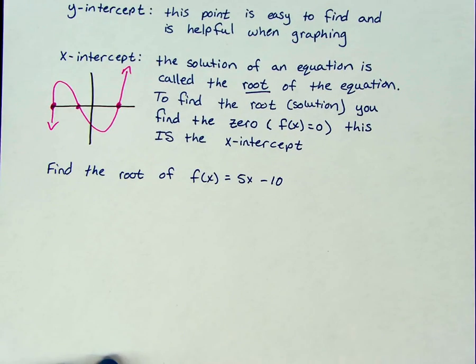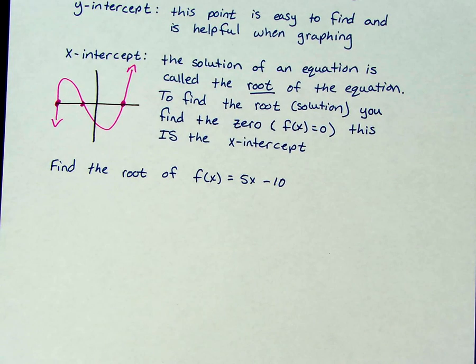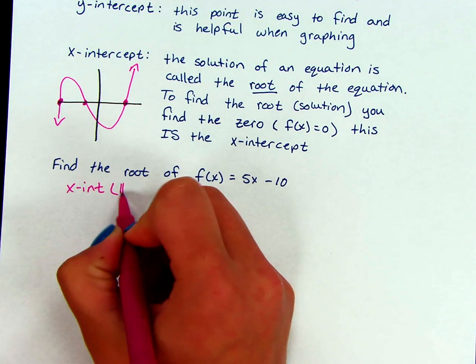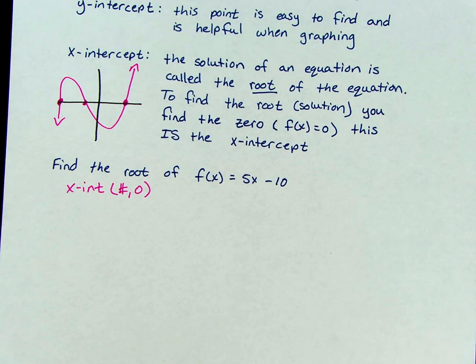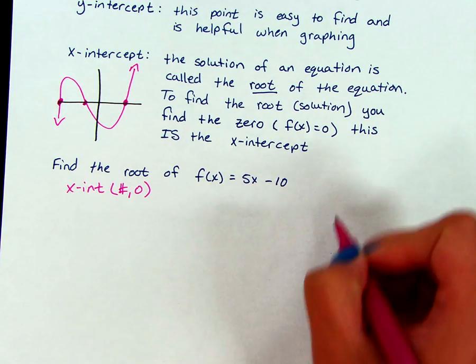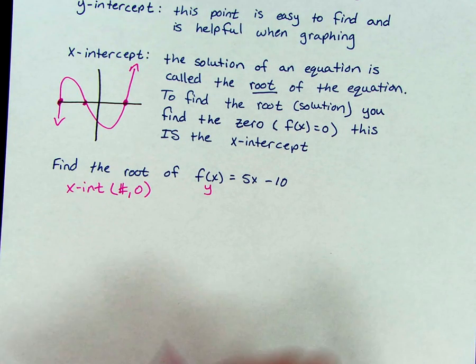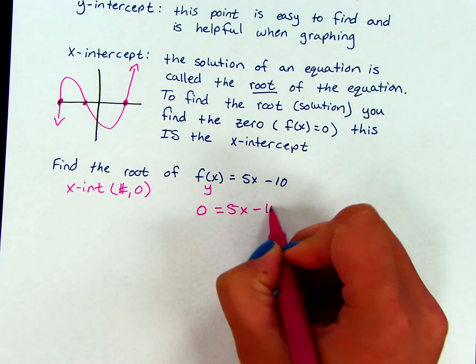So let's do a quick example of that. Here it says to find the root of f(x) = 5x - 10. Well, again, we're finding the x-intercept, so we have to know what that means. The x-intercept is going to be some number for the x value that we need to figure out, and our y value is 0. Now remember, f(x) really means the same thing as y. Okay, so we can't forget about that. So we're setting this equation equal to 0, and we're solving that.